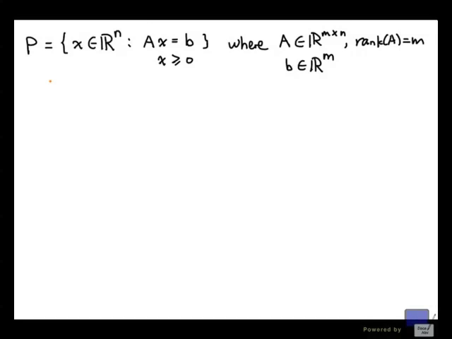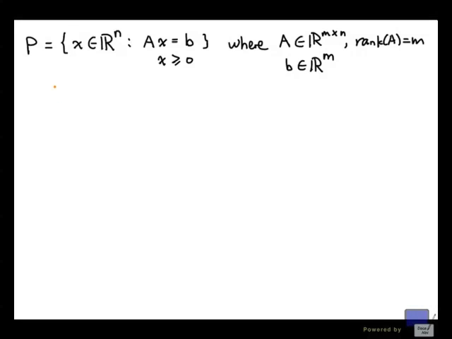We're going to look at extreme points of polyhedra in standard form. A polyhedron in standard form is one that can be described as a set of x in R^n such that Ax = b, x ≥ 0, where A is an m by n matrix with full row rank, that means all the rows are linearly independent, and b is an m-vector.